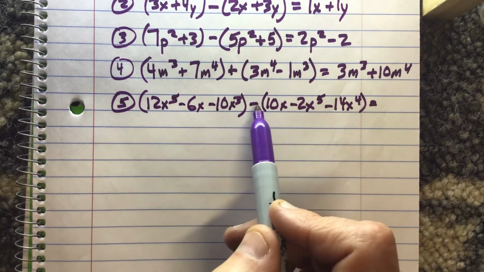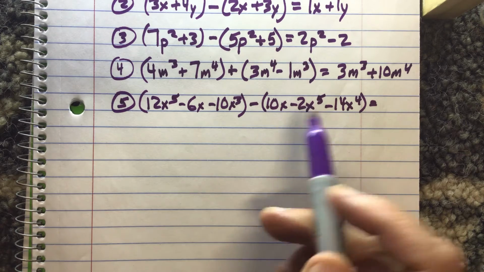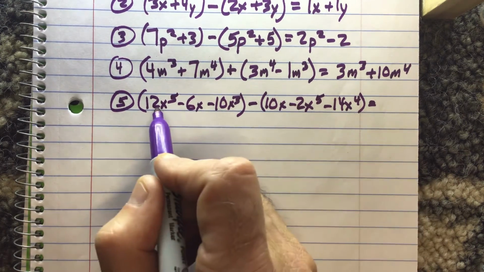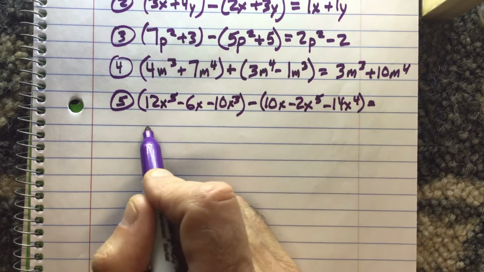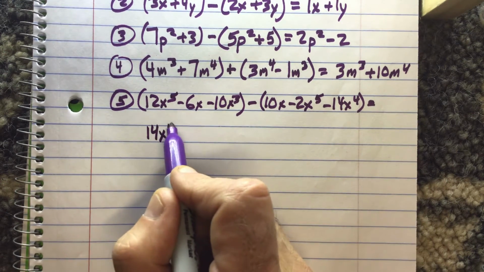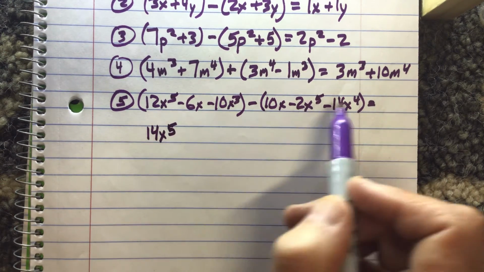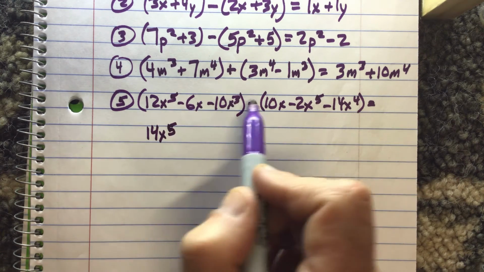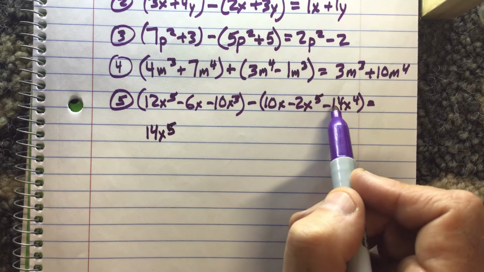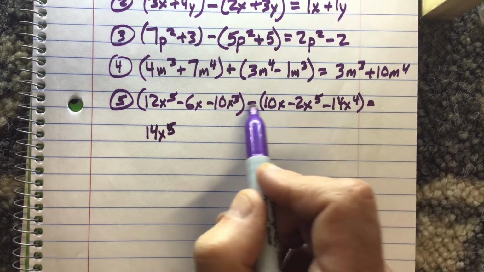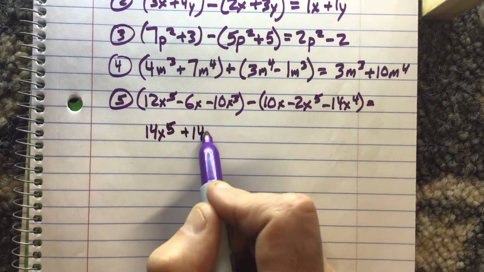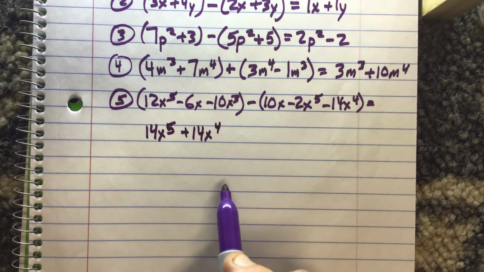So 12x to the fifth minus negative 2x to the fifth. You're subtracting a negative, which is the same as adding a positive. So 12x to the fifth plus 2x to the fifth is 14x to the fifth. Notice that the x to the fourth is here, but there's none over here. So you're subtracting negative 14x to the fourth. Subtracting a negative is the same as adding, so you have plus 14x to the fourth.